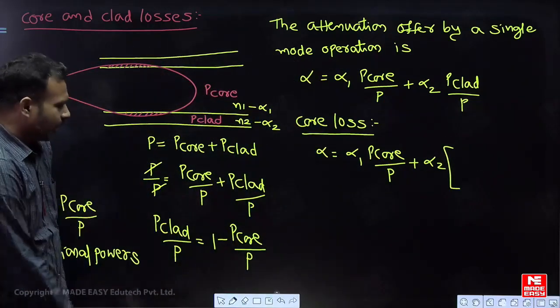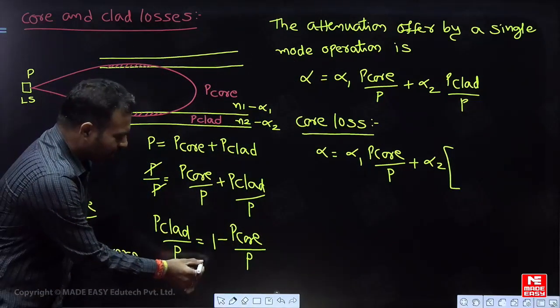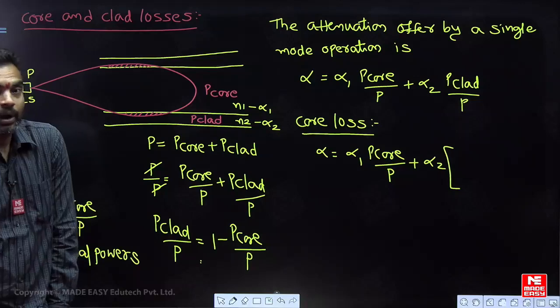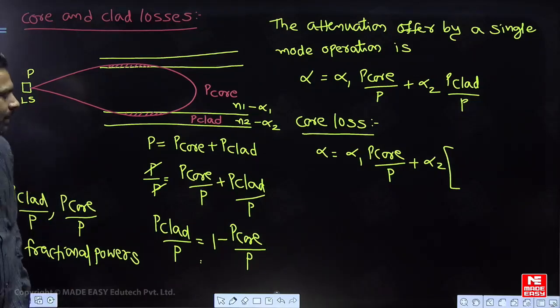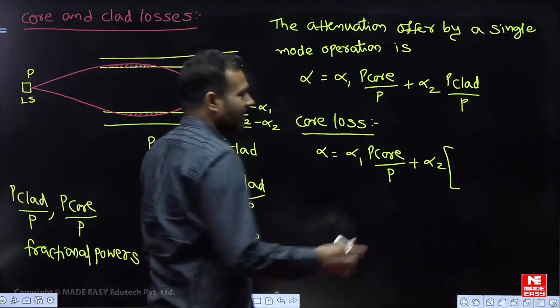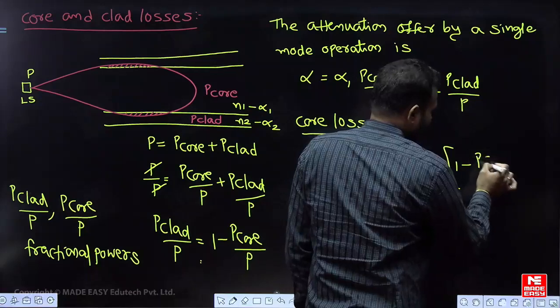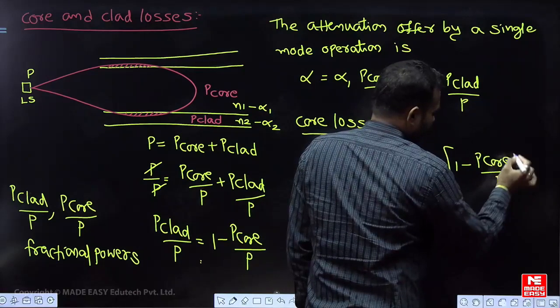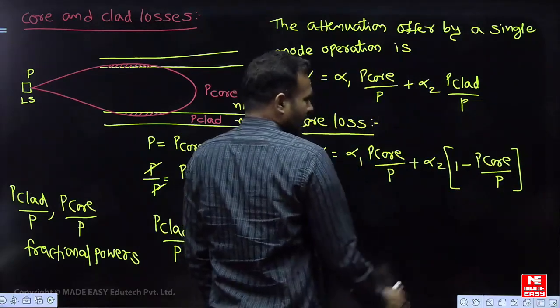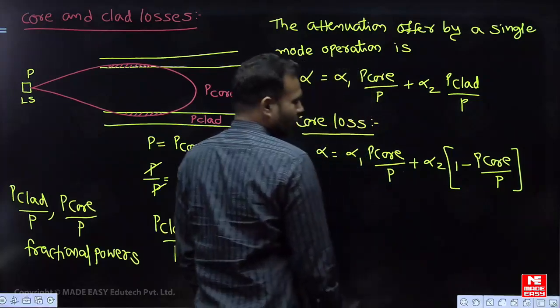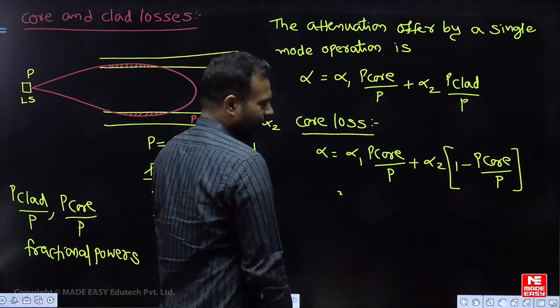What is the value of P clad by P? See this formula. I already wrote it. P clad by P is equal to how much? Very good. 1 minus P core by P. All of you are thinking P clad is equal to 1 minus P core by P. Good for reciting.